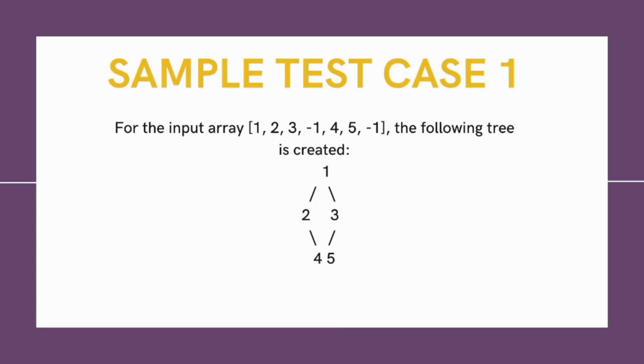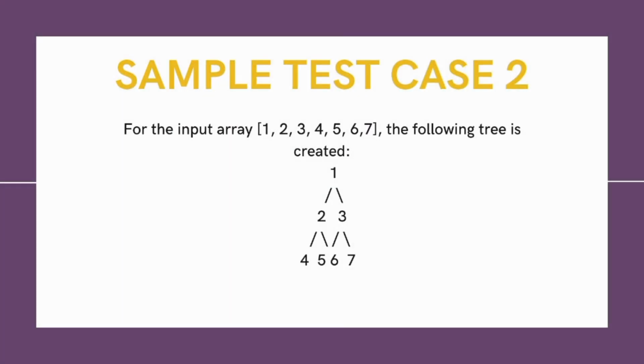Here is an example test case. For the input array 1, 2, 3, -1, 4, 5, -1, we construct the binary tree shown. The resulting tree has 1 as the root with 2 and 3 as its children and further nodes in the subtrees. After checking, the tree is found to be symmetric.